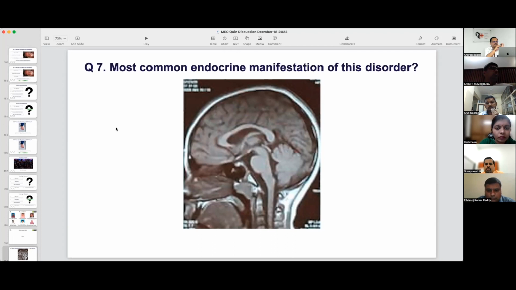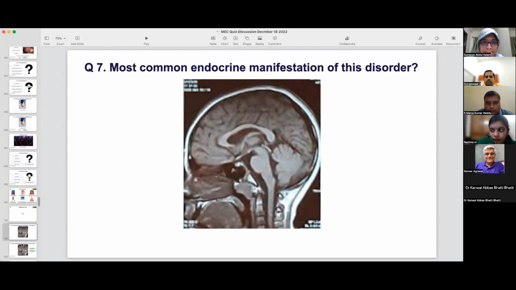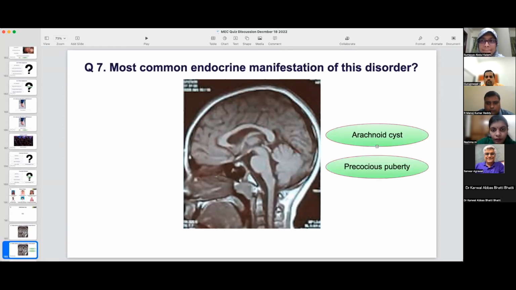Sumaya. It's an arachnoid cyst. Yes. Most common manifestation is precocious puberty. Absolutely right. I think that's a very good answer. So it's an arachnoid cyst, and you can see the cyst which is located in this area. It's a CSF collection which is there, and this most commonly causes precocious puberty. So perfect answer, 5 marks to Dr. Sumaya.